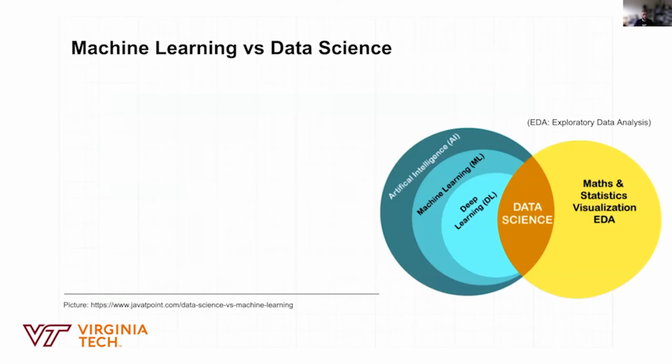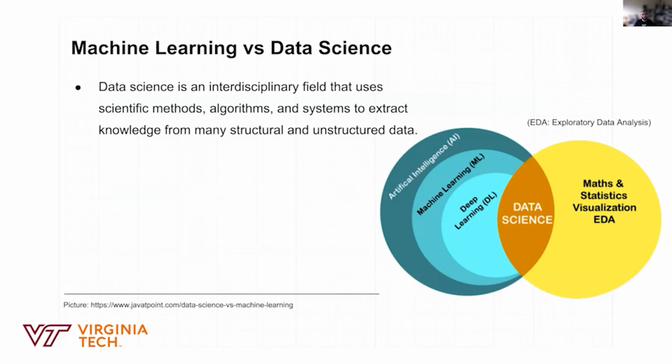So machine learning versus data science. I believe that all of you have heard the word data science. Data scientist is one of the highly lucrative, very demanded jobs now. Data science is an interdisciplinary field that uses different scientific methods, algorithms, and systems to extract knowledge from structured and unstructured data.